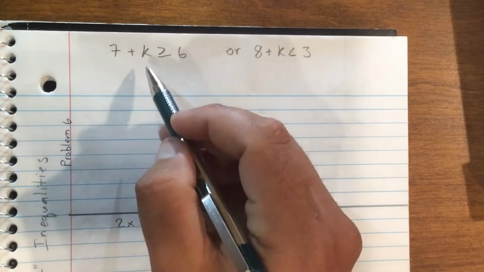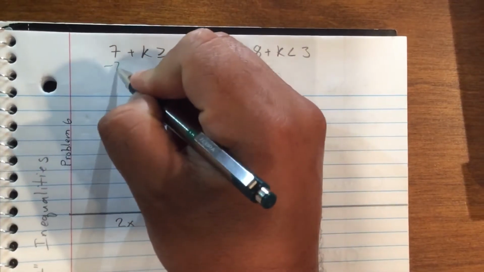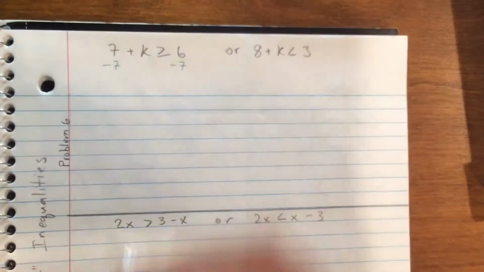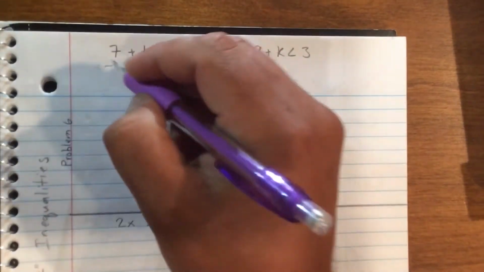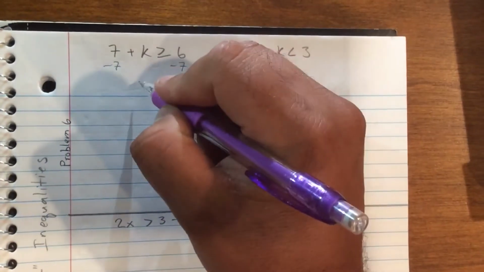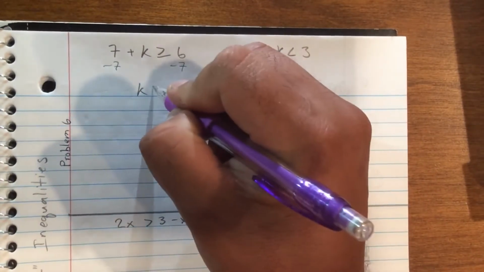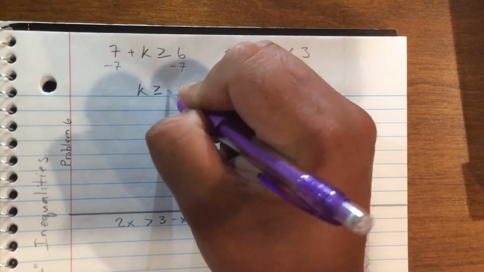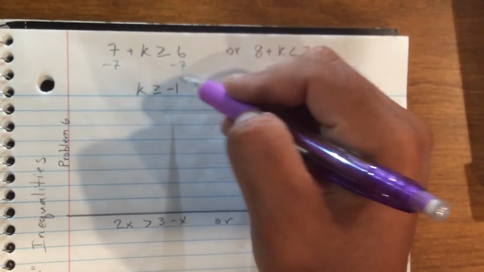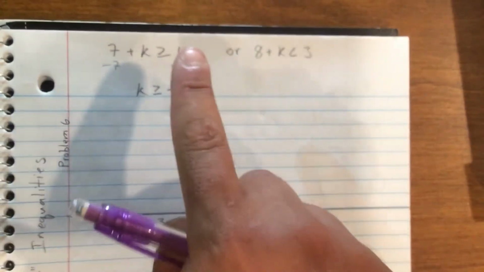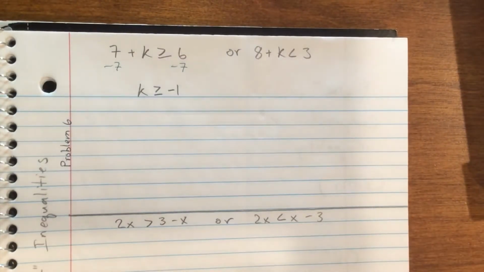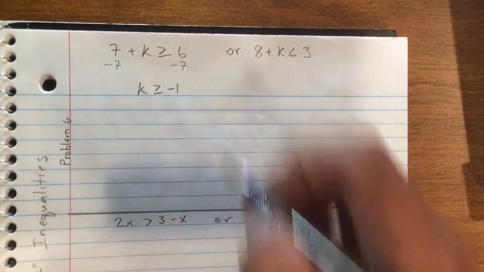To isolate the k on this side, we're going to subtract 7 from both sides, leaving us with 7 minus 7 subtracts to 0, leaving us with k is greater than or equal to -1, because 6 minus 7 is -1. And this was our subtraction property.